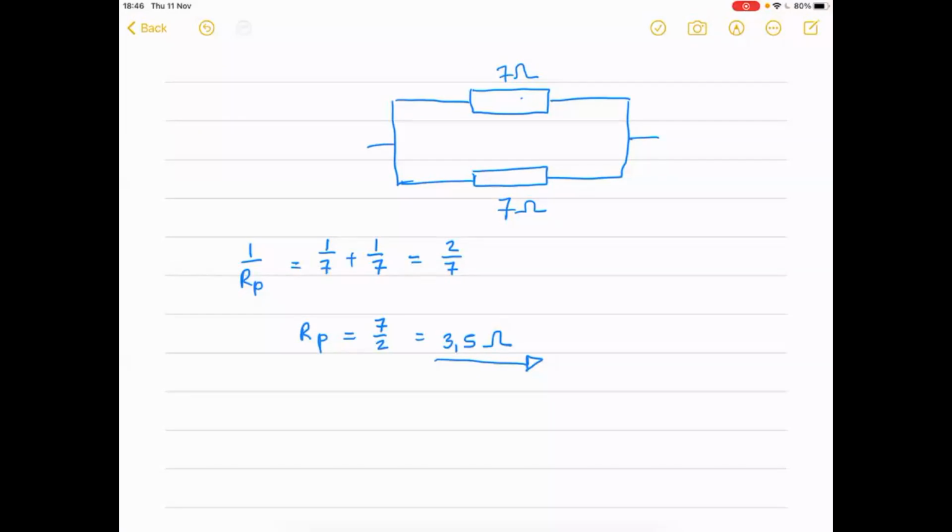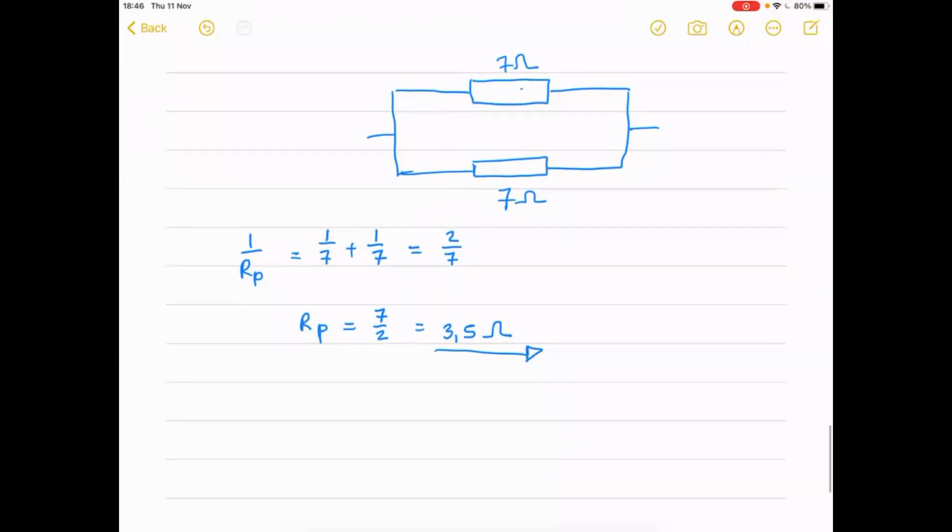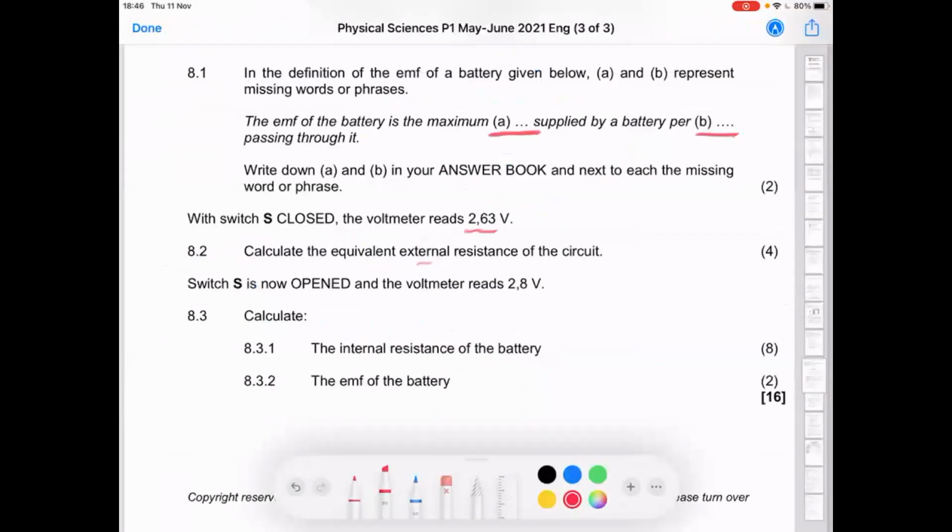So that's important now. We've just calculated it to be 3.5 ohms. Now comes a very important question. Well, I think it's very important because it carries 8 marks, which means that there are many steps to follow. The question tells us, switch S is now opened and the voltmeter reads 2.8 volts.